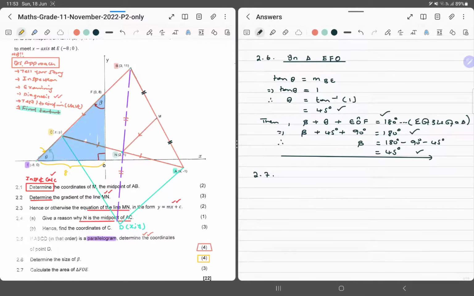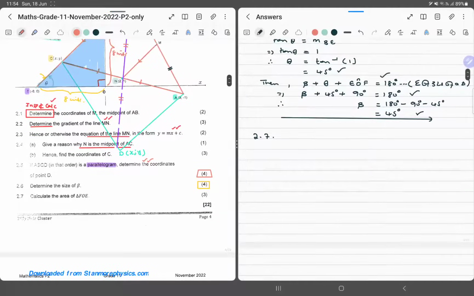So that is 8 units. Okay? And then we also know that this side is basically the vertical distance from the origin to F. So that's going to be 8 units. Okay? So it's a right angled triangle, so easy stuff.